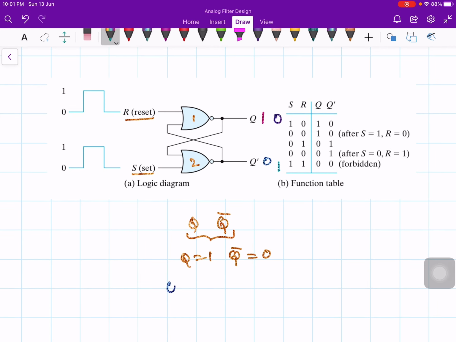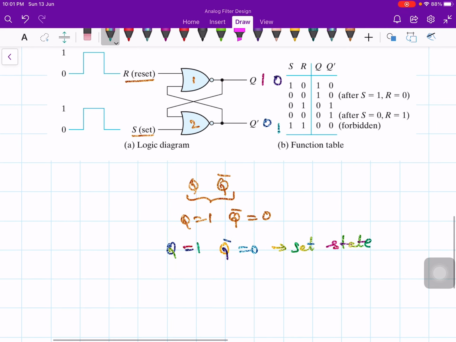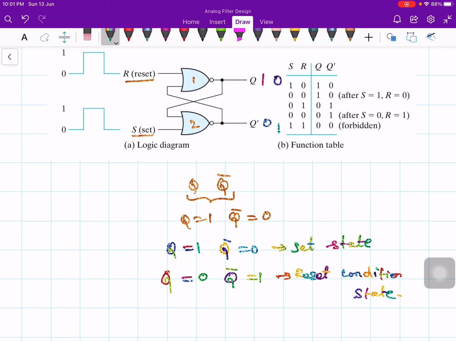Now when Q is 1 and Q bar is 0, this is called the set state or set condition. Similarly, when Q is 0 and Q bar is 1, this is called the reset condition or reset state, or whatever you want to call it. When Q equal to 0 and Q bar is 1, it is in the reset state. So if you notice, as I said, Q and Q bar are normally the complement of each other.